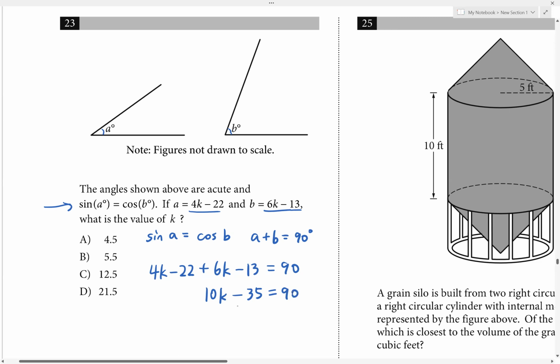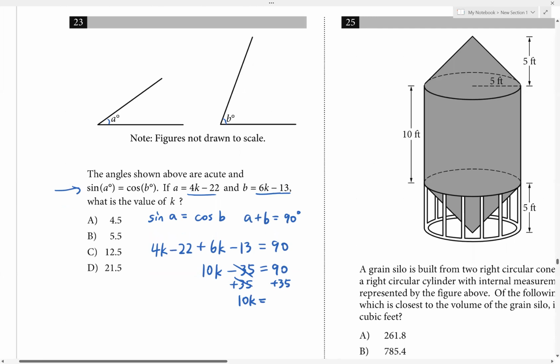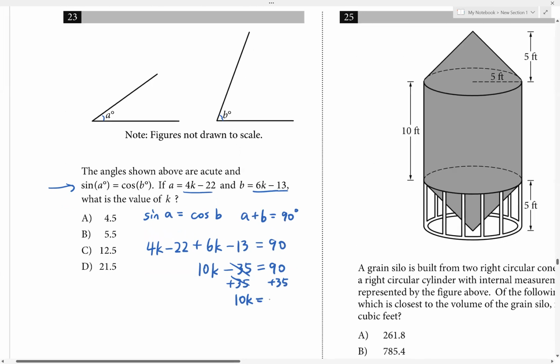And to solve for k, we can do plus 35 on both sides, and that cancels there. We get 10k equal to 90 plus 35, which is 125. Okay, and last step to solve for k, we can divide by 10 on both sides. We get k equal to 125 divided by 10, which is 12.5. Okay, k is 12.5, and that should be our final answer here, which is letter C.